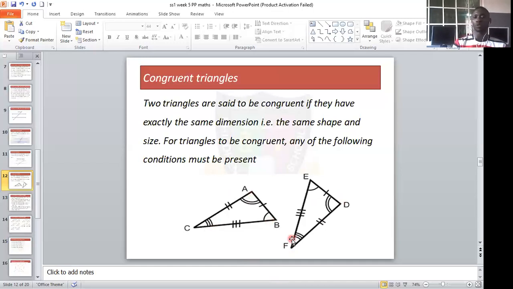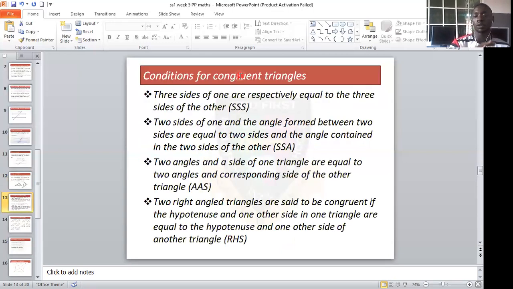dimension. For triangles to be congruent, any of the following conditions must be present. So, for you to conclude that triangles are congruent, we have 4 basic conditions to consider before you finally conclude that these triangles are congruent, that is, they have the same dimension. So let's go to the conditions to consider. We call it conditions for congruent triangles.